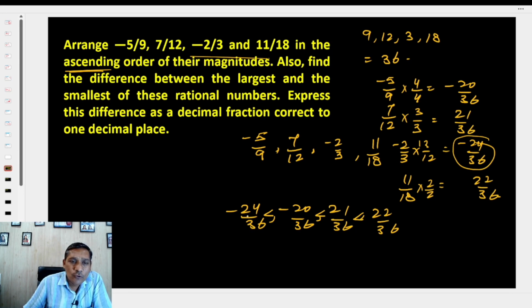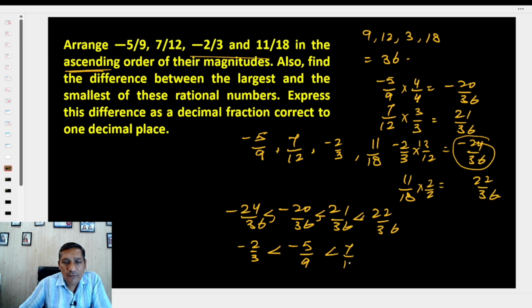Now I had 24 by 36 from the number minus 2 by 3. Minus 5 by 9 gave me this fraction. 21 by 36 came out of 7 by 12, and the last number came out of 11 by 18. So I have arranged these numbers in the ascending order.